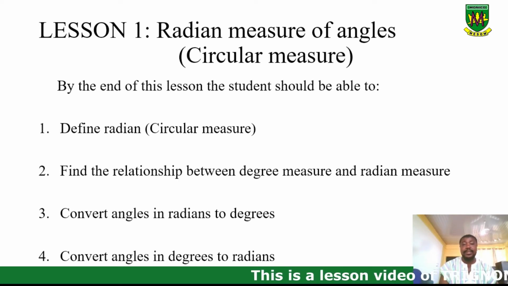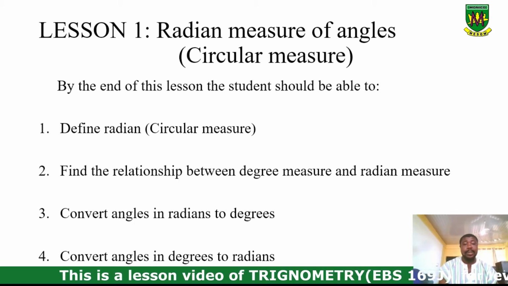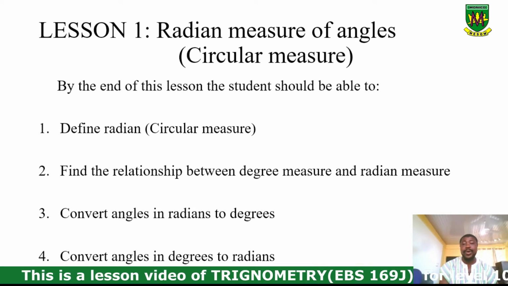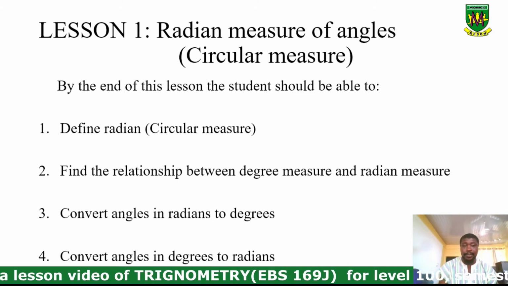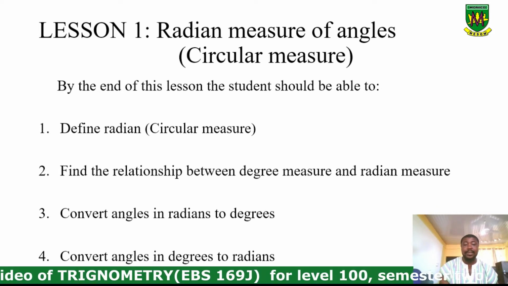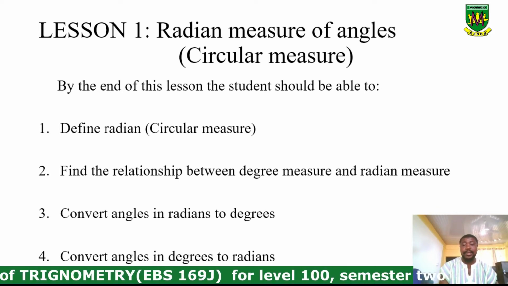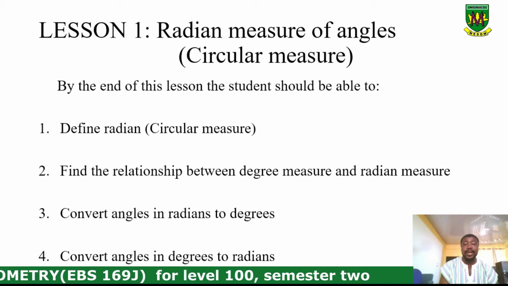By the end of this lesson, we should be able to: 1, define radian measure or circular measure; 2, find the relationship between degree measure and radian measure; 3, convert angles in radians to degrees; and the last one, convert angles in degrees to radians.